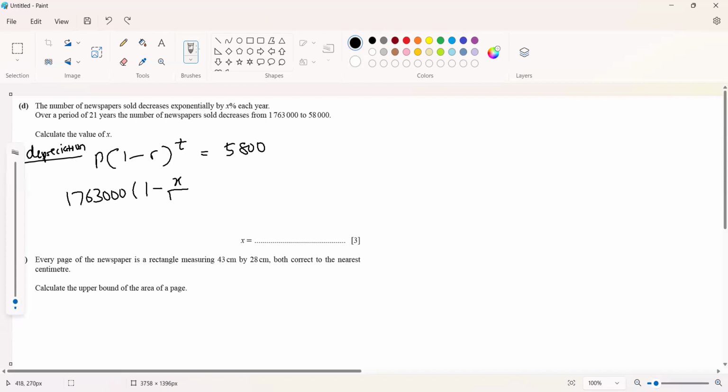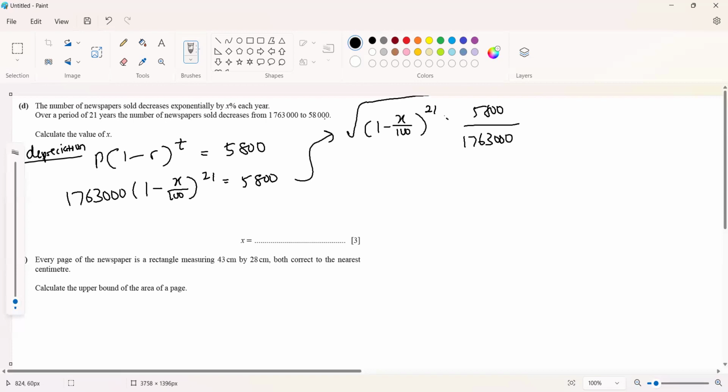So (1 - x/100)^t equals 5,800. We also know that t is 21 because after 21 years, the value has reached 5,800. So from here, we can just divide both sides by 1.763 million. So (1 - x/100)^21 equals 5,800 divided by 1,763,123. From here, we can take the 21st root of both sides of the equation.